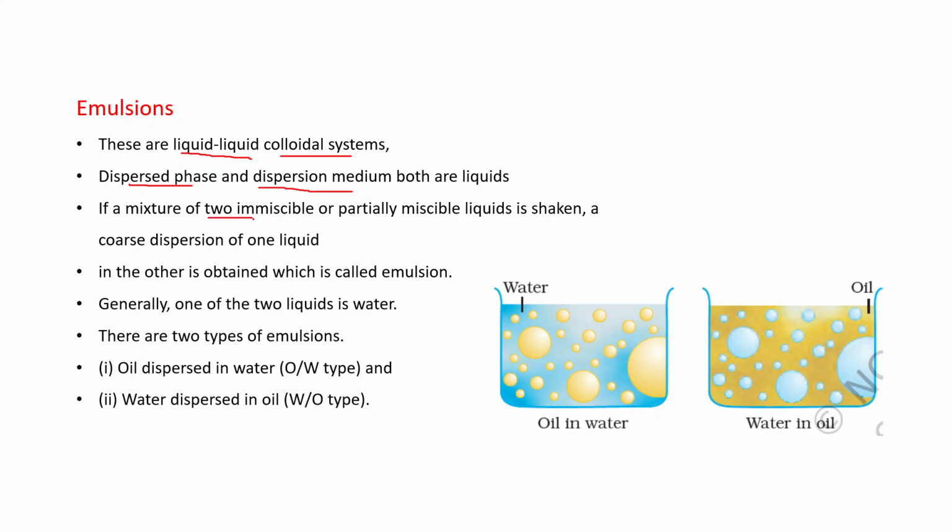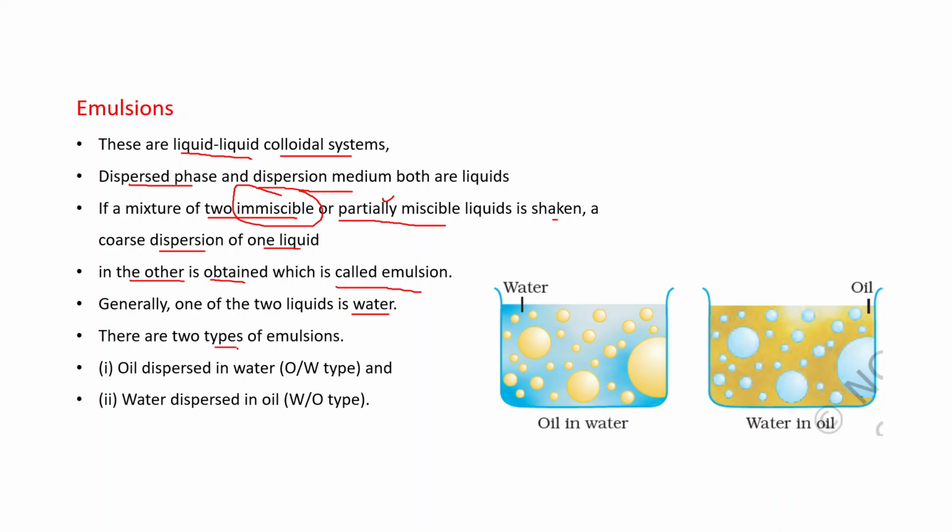If a mixture of two immiscible or partially miscible liquids is shaken, a coarse dispersion of one liquid in the other is obtained, which is called an emulsion. It means in an emulsion, the liquids we take are either immiscible, meaning they will not mix or dissolve into each other, or partially miscible. Generally, one of the two liquids is water.